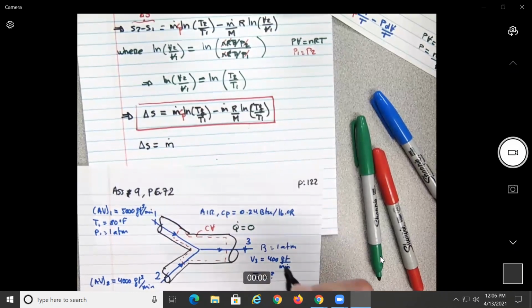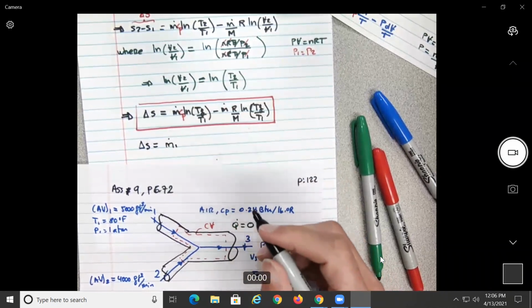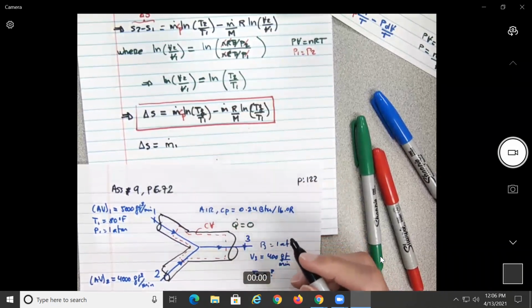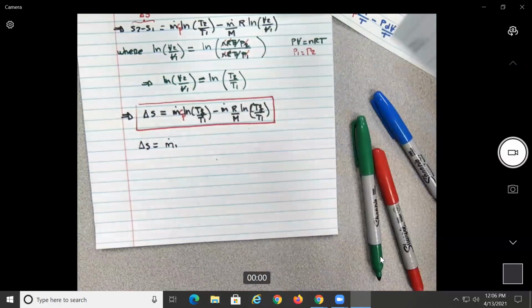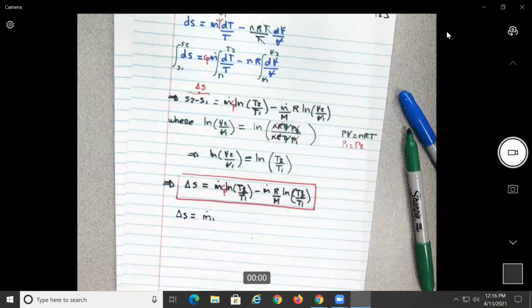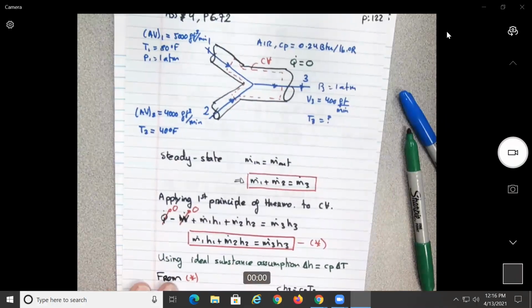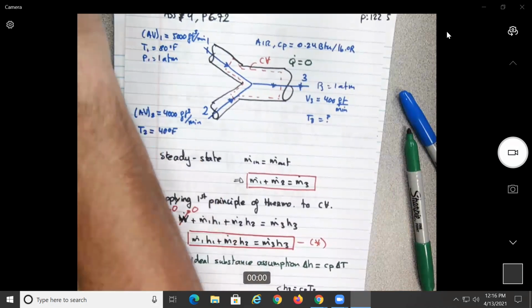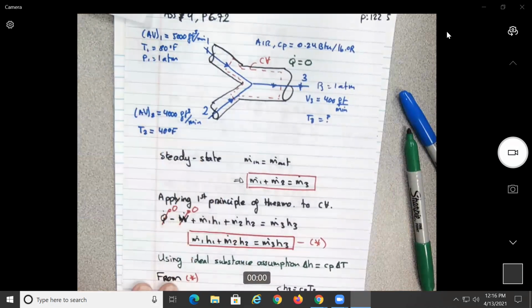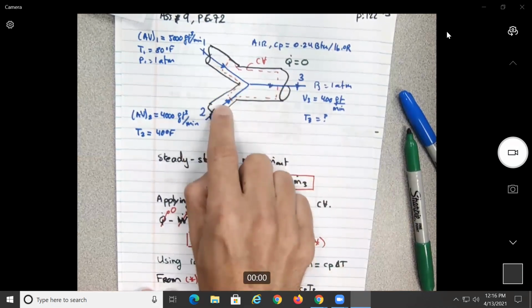So m dot 1 will be... All right, so if we look at this system here, what will be the total change of entropy? It will be whatever we have at the end minus whatever we have at the beginning.